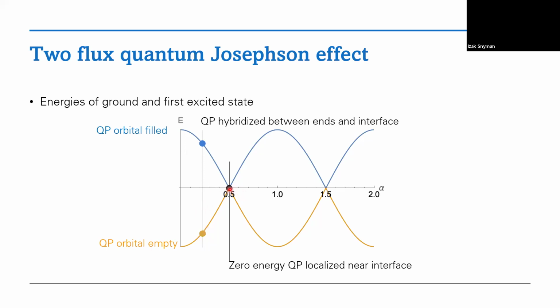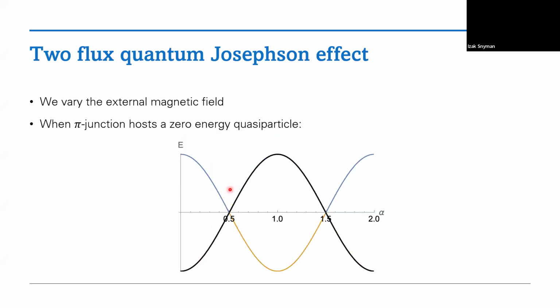Then, when we reach a half flux quantum, these two levels become degenerate. Okay, so we slowly tune the flux, and it's always slow, because we don't want to excite single particles. So this tuning of the flux is adjusting slowly the phase of the order parameter, the phase difference of the order parameter between the two sides of the junction. And when the phase difference is exactly pi, you have a zero energy quasiparticle. Otherwise, you have a quasiparticle that is in the gap, but it has a finite energy.